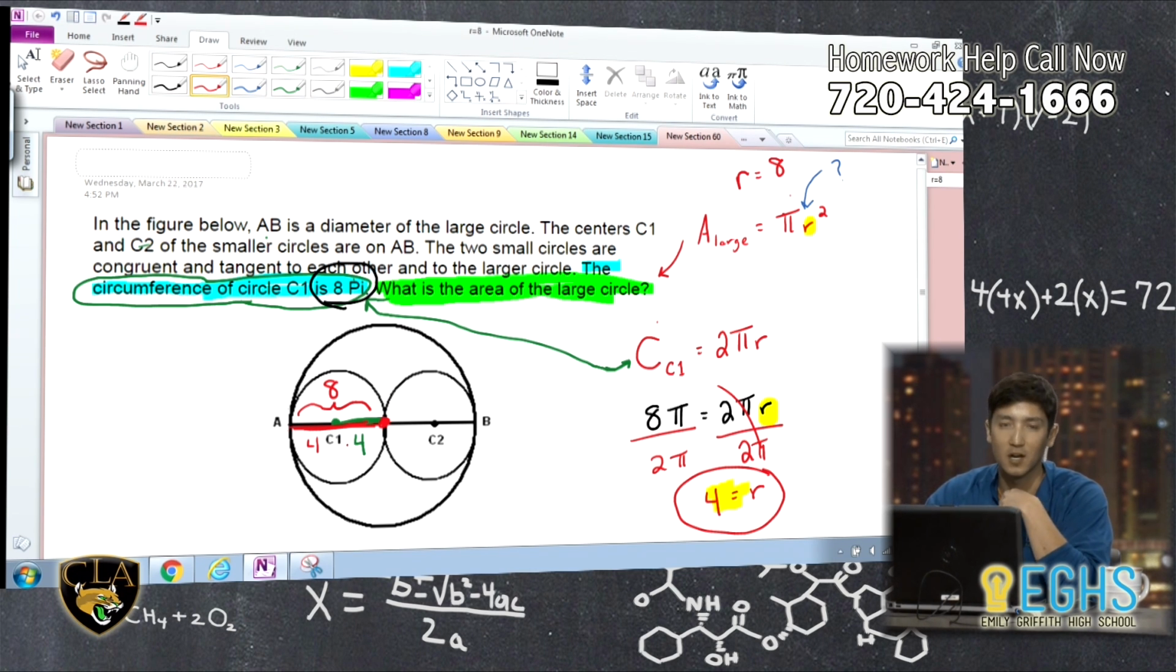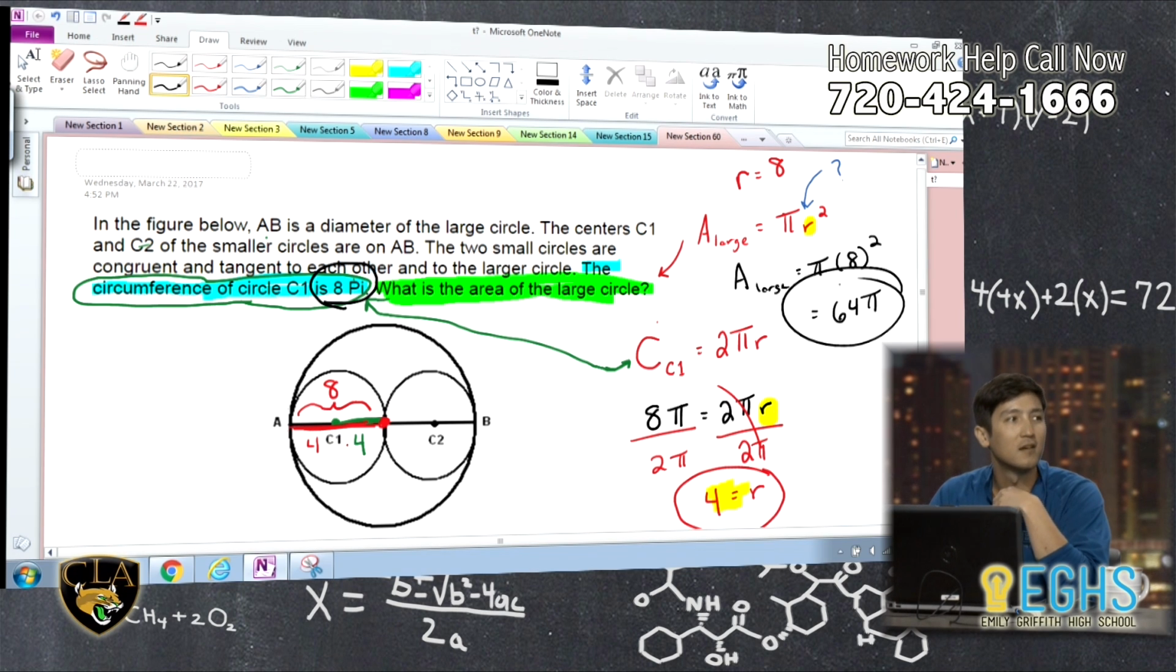And from here we just plug this back in, and we say the area of the large circle, I'll just keep writing this little subscript, equals pi times 8 squared, or 64 pi. Which is letter A. So A it is, right? They give you a wrong answer that's tricky, and they give you a right answer in there as well.